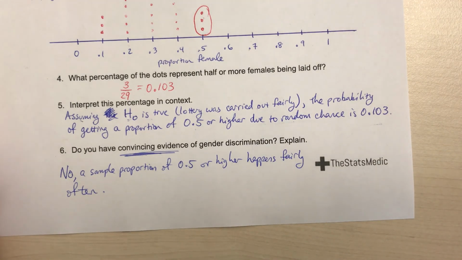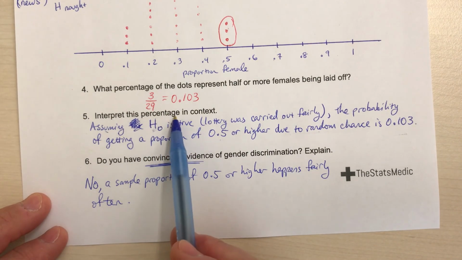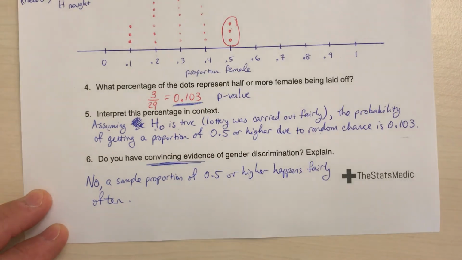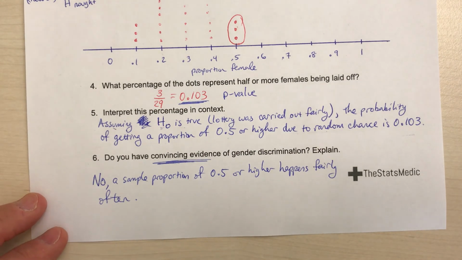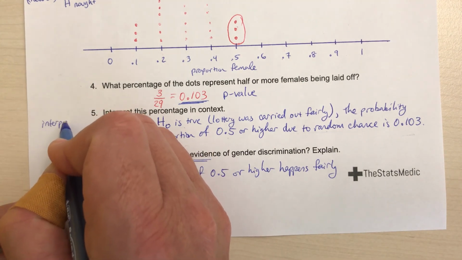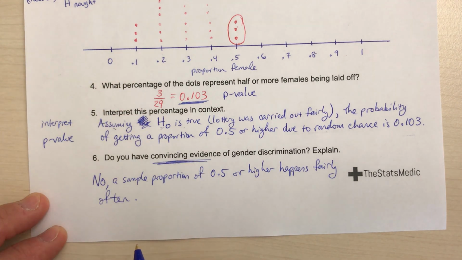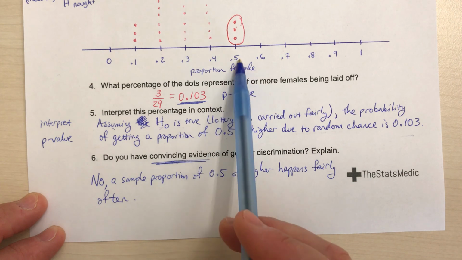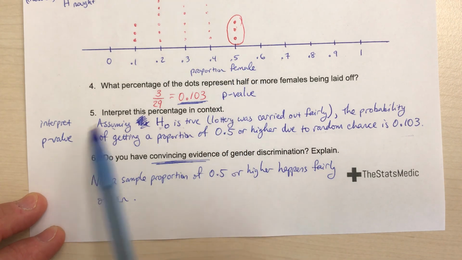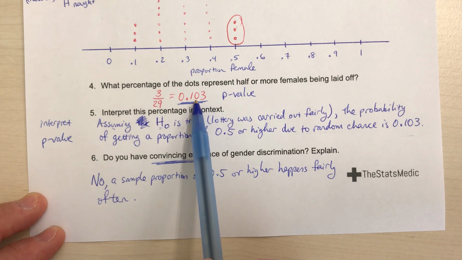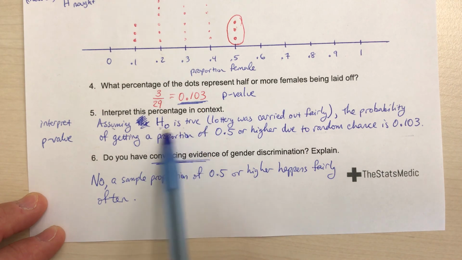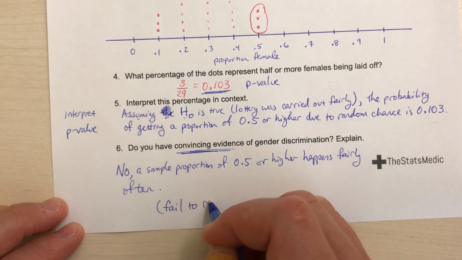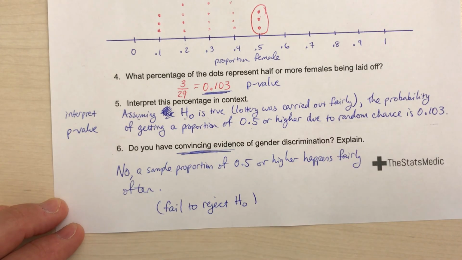Now, what we're going to be learning, we're going to be a little bit more official than this. This percentage, what we're getting here, this 0.103 is what we call a p-value. It's the probability that something is happening. This is the way we interpret the p-value. Assuming that the null hypothesis is true, how likely is it for us to get a value of 0.5 or more just from random chance? Well, the p-value is 0.103. That's not low enough. It's not unlikely enough for us to actually reject this. So what we would say as our conclusion here, officially, we fail to reject the null hypothesis. And that's the end of part 1.